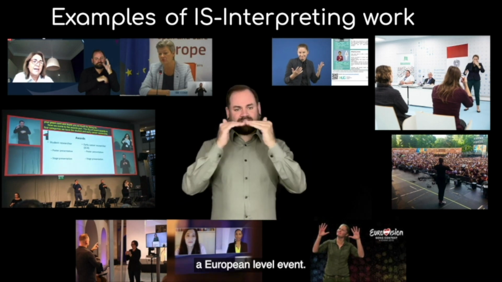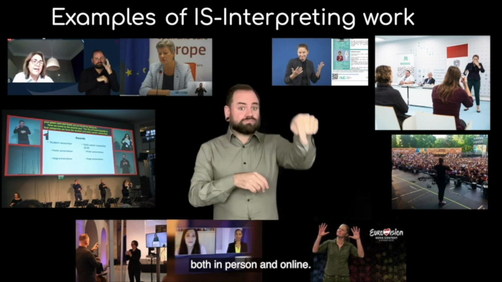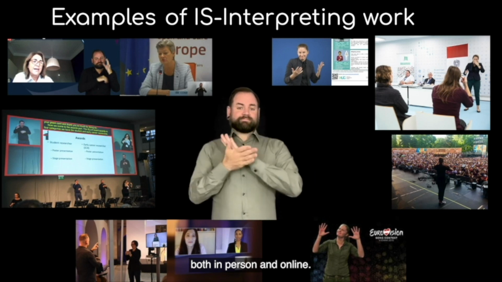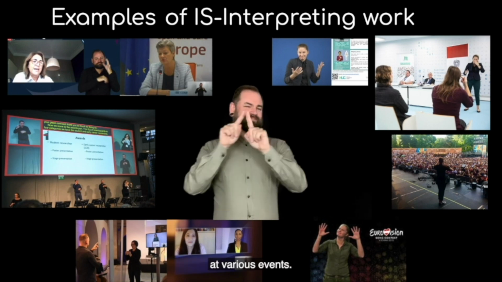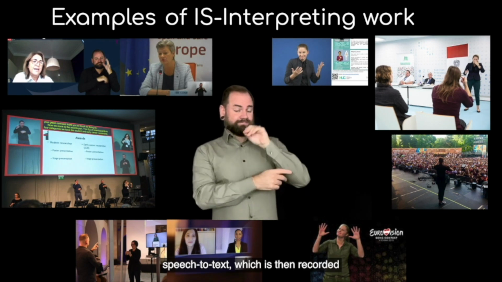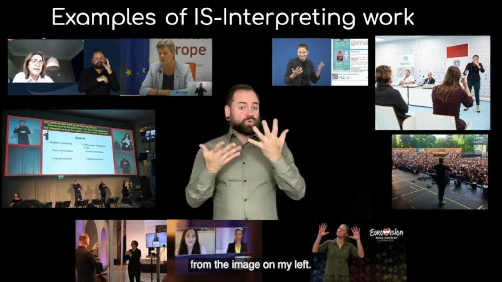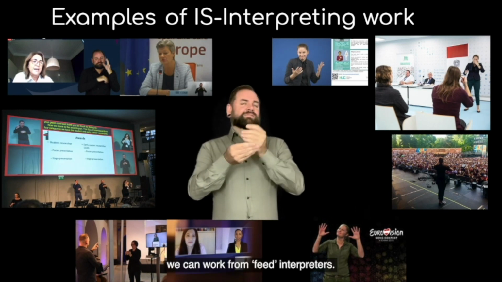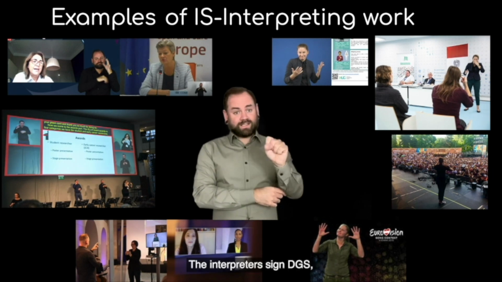As you can see from these photos, we interpret at a range of events, both in person and online. Any image with an interpreter in a box are examples of us working online at various events. At these events, we can work from speech to text, which is then recorded for later use, as you can see from the image on my left. Equally, as is the case in this example, we can work from feed interpreters. The interpreters sign DGS, or ÖGS in Sandra's case, from which we interpret into IS.